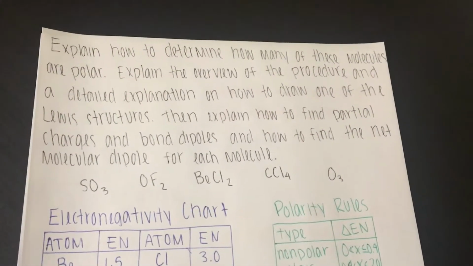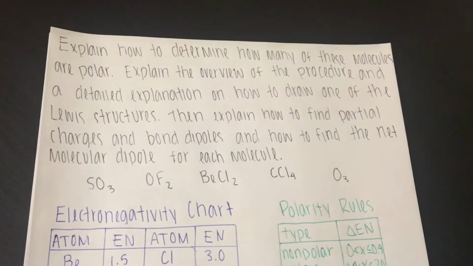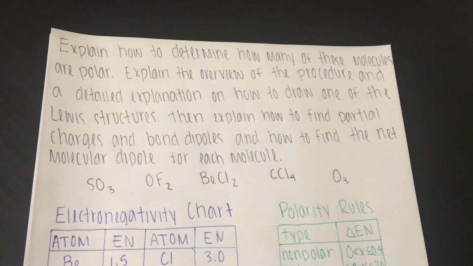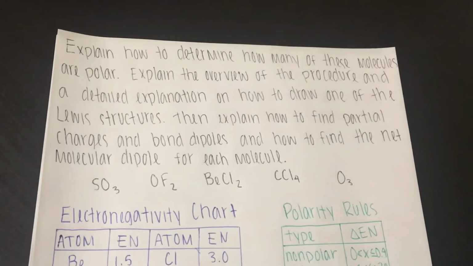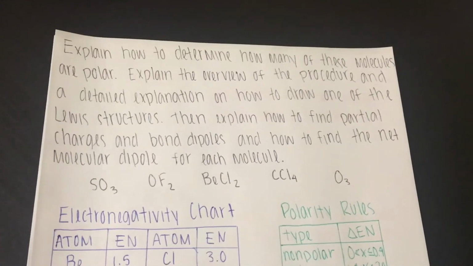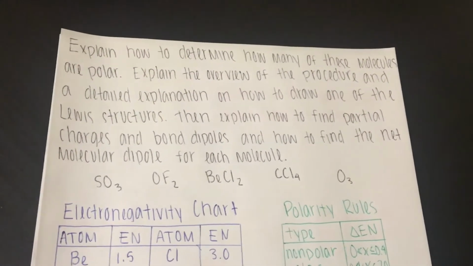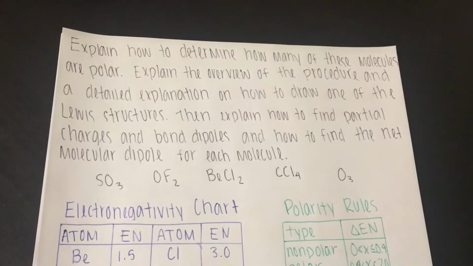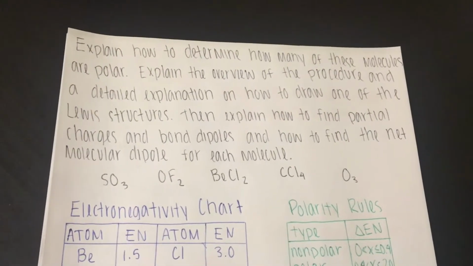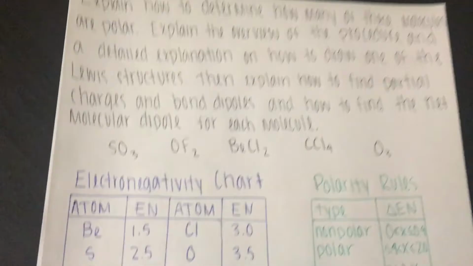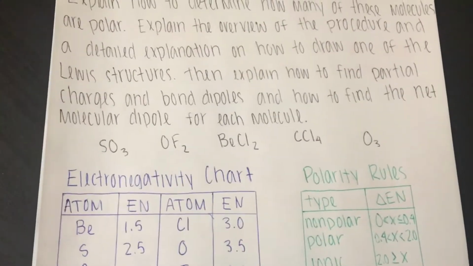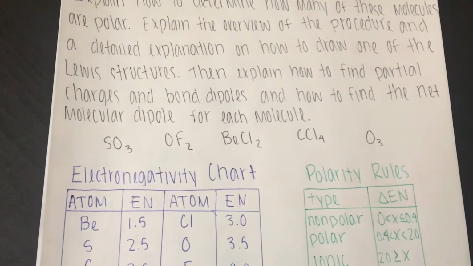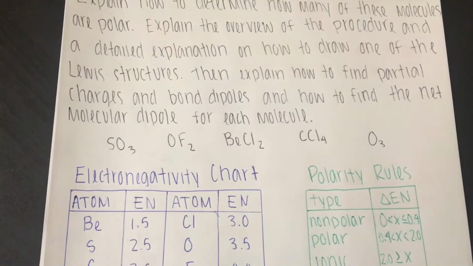So the problem states to explain how to determine how many of these molecules are polar, explain the overview of the procedure and a detailed explanation on how to draw one of the Lewis structures, then explain how to find partial charges and bond dipoles and how to find the net molecular dipole for each molecule. And then the molecules include SO3, OF2, BeCl2, CCl4, and O3.